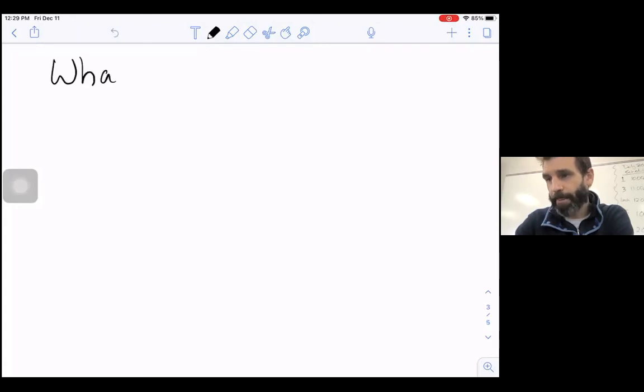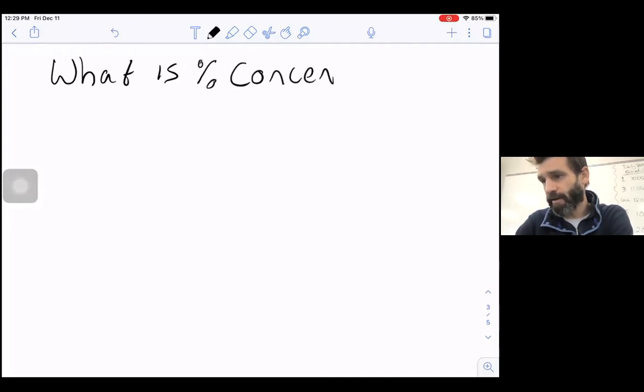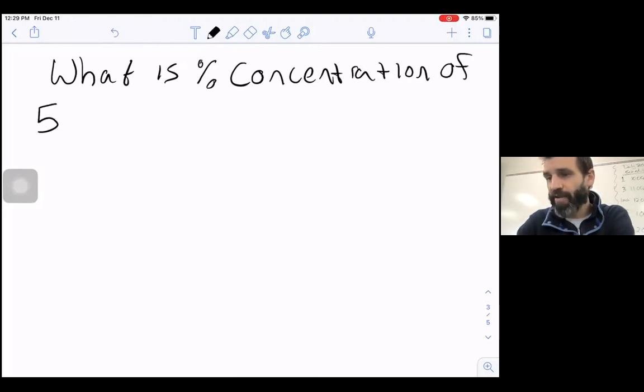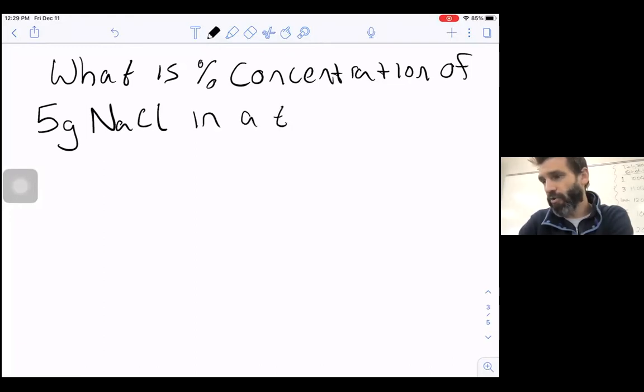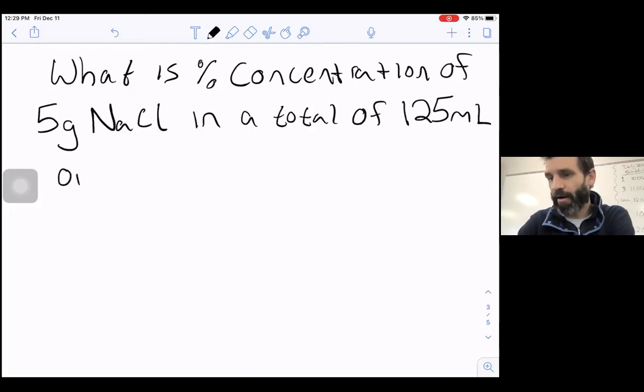of 5 grams of salt, NaCl, that's salt, sodium chloride, table salt, in a total of 125 milliliters of water, okay?